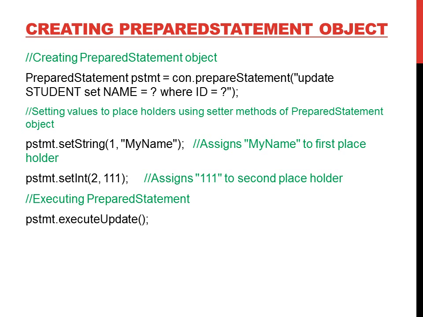To give a string value, we use the setString method, and to give an integer value, you use the setInt method. First you have to give the value for name, placeholder 1. So you use the PreparedStatement object dot setString(1, "my name"). That means it assigns my name to the first placeholder. Next, ID is assigned as 111. That assigns 111 to the second placeholder using the setInt method. After that, you can execute the PreparedStatement. For that, you have to use the executeUpdate method.